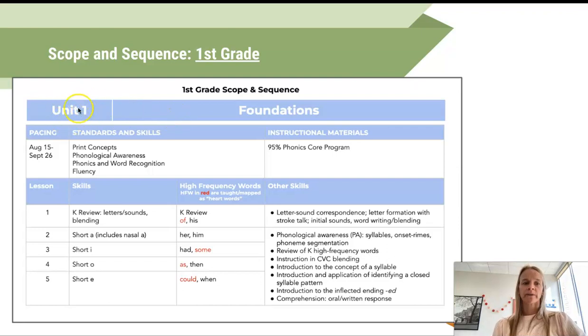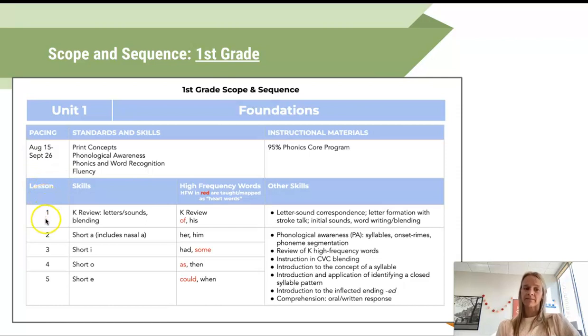We have our Unit 1 identified here, and we have our foundations block part of the scope and sequence, our pacing, and then our standards and skills that we'll be teaching during that Unit 1, and the instructional materials that we'll be using. And for our foundations block, we are using our 95 Phonics Core program. You have your lessons that are identified in your Phonics Core program.